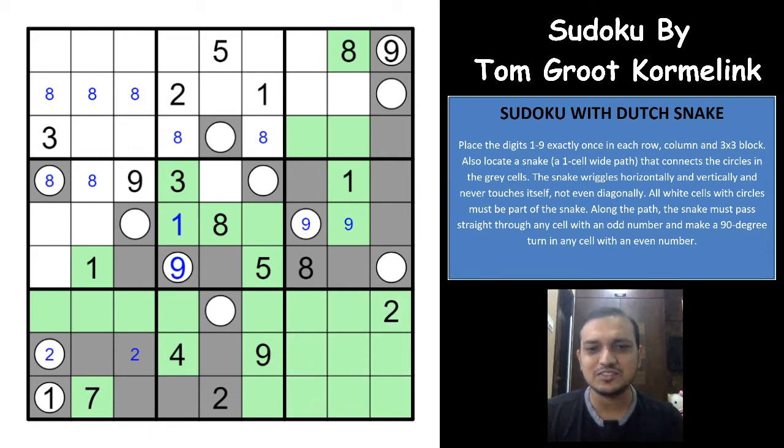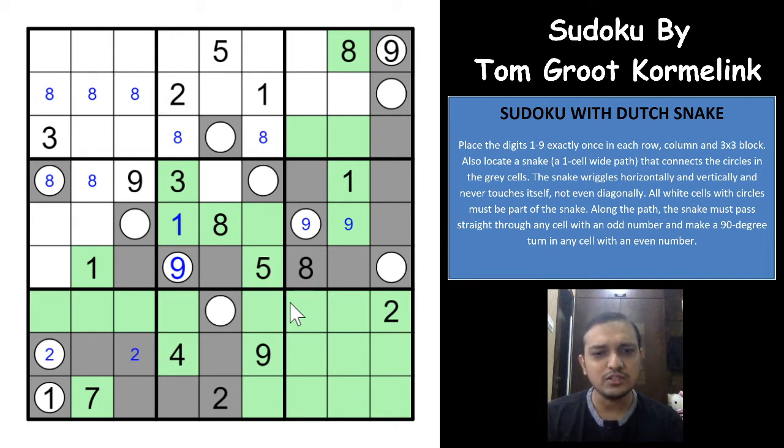What an excellent logic here, guys. This is not easy to see. If you are regularly solving Sudoku, this is something different for you to see, but with practice it is possible. And with that, we'll continue this Sudoku now.